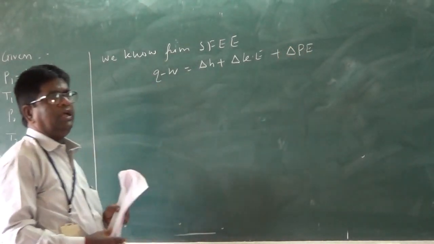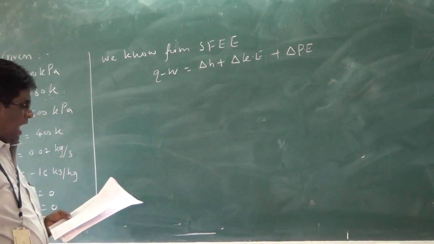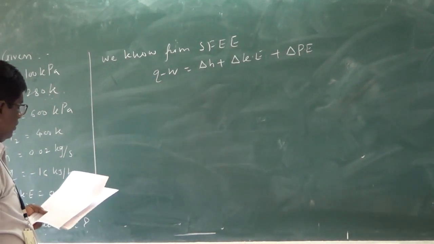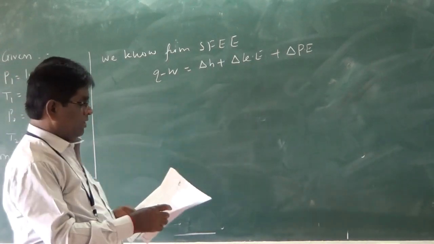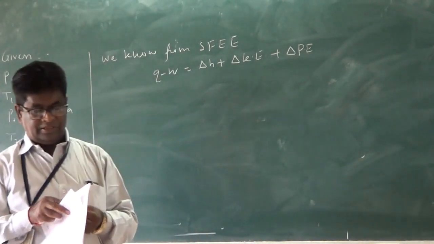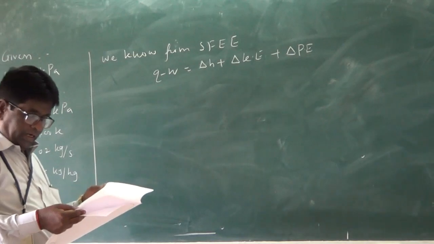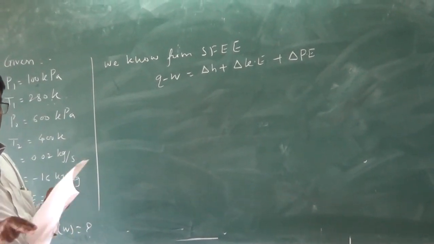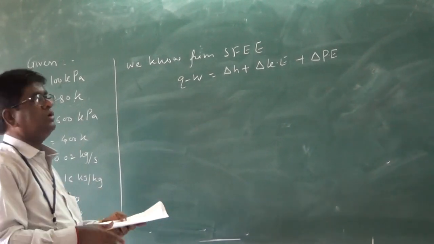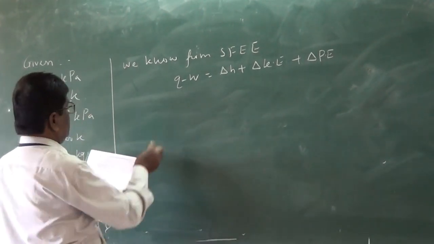So this is the SFE equation. We have to calculate delta H. Here delta H at inlet and outlet conditions are not given, so we are going to use a new formula to calculate the delta H.